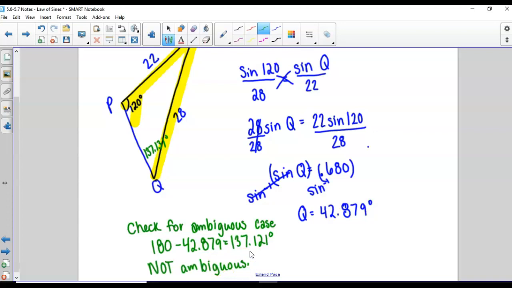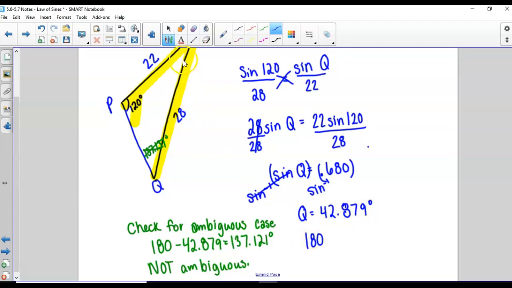Ambiguous means that there could be two triangles. So kind of like you would use the word ambiguous just in real life to say that if a situation is ambiguous, it's hard to figure out, you don't have an exact answer. Ambiguous means that there's two triangles that would work here. So for this one, it's not, because 137.121 is not going to be an answer. We won't see an ambiguous case today because we're about out of time, but tomorrow you will see one. So Q is 42.879. So hold on, stay with me for a minute.